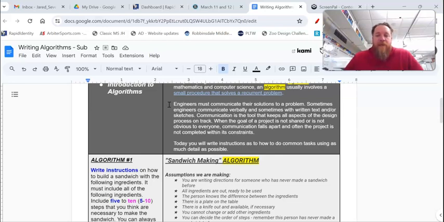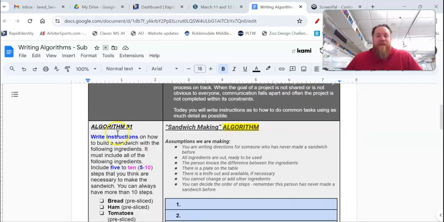Communication is the tool that keeps all aspects of the design process on track. When the goal of a project is not shared or is not obvious to everyone, communication falls apart and often the project is not completed within its constraints. Today you'll write instructions as to how to do common tasks using as much detail as possible. So, once again, an algorithm is just a set of directions. It's a fancy word for a set of directions.